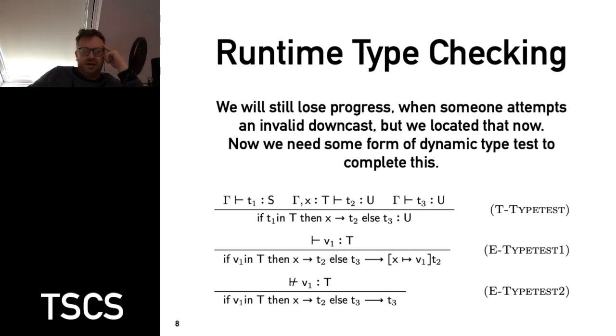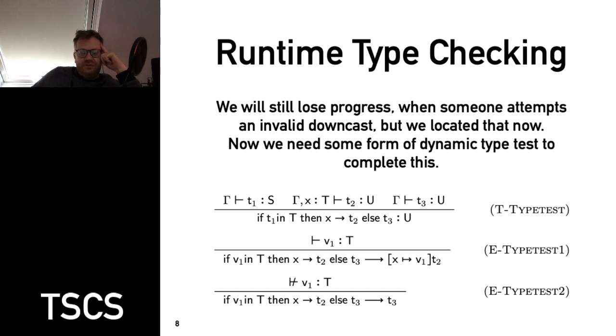So you force that in the premises, then you force that t1 must be of type S, and under the assumptions of gamma and that x is T, you force that t2 is U and that t3 is U. So both terms that come out are of type U, whatever that may mean. You just force that it's the same type.